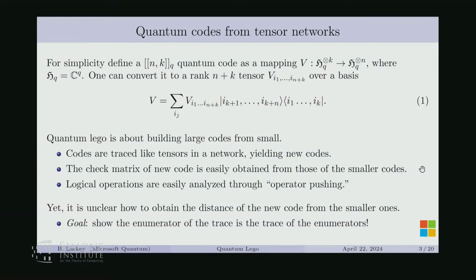The logical operators are relatively easy to analyze through a concept of operator pushing. I'm going to cover that in the next couple slides. But the real issue is I end up with a check matrix of a new code. I don't really have a lot of information about how good the code is in terms of its distance or other properties. So our goal here today is to show that the weight enumerators of these big codes we construct out of these tensor networks can be computed by tensor network methods from the enumerators of the small constituent codes that we begin with. That's really what we're after today.